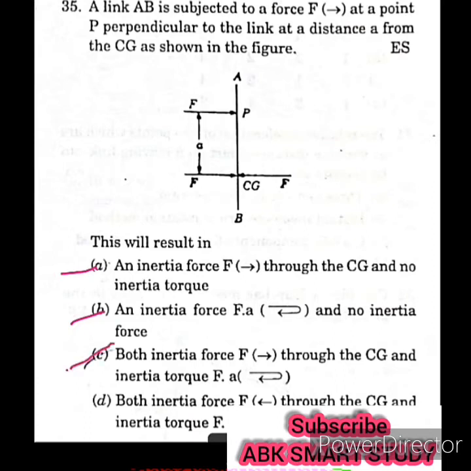C: both inertia force F through the CG and inertia torque Fa. This is the correct answer. And D is both inertia force F through the CG and inertia torque, so this is wrong. Here option C has both inertia force F in the right direction through the CG and inertia torque Fa in the reverse direction. So option C is the correct answer.